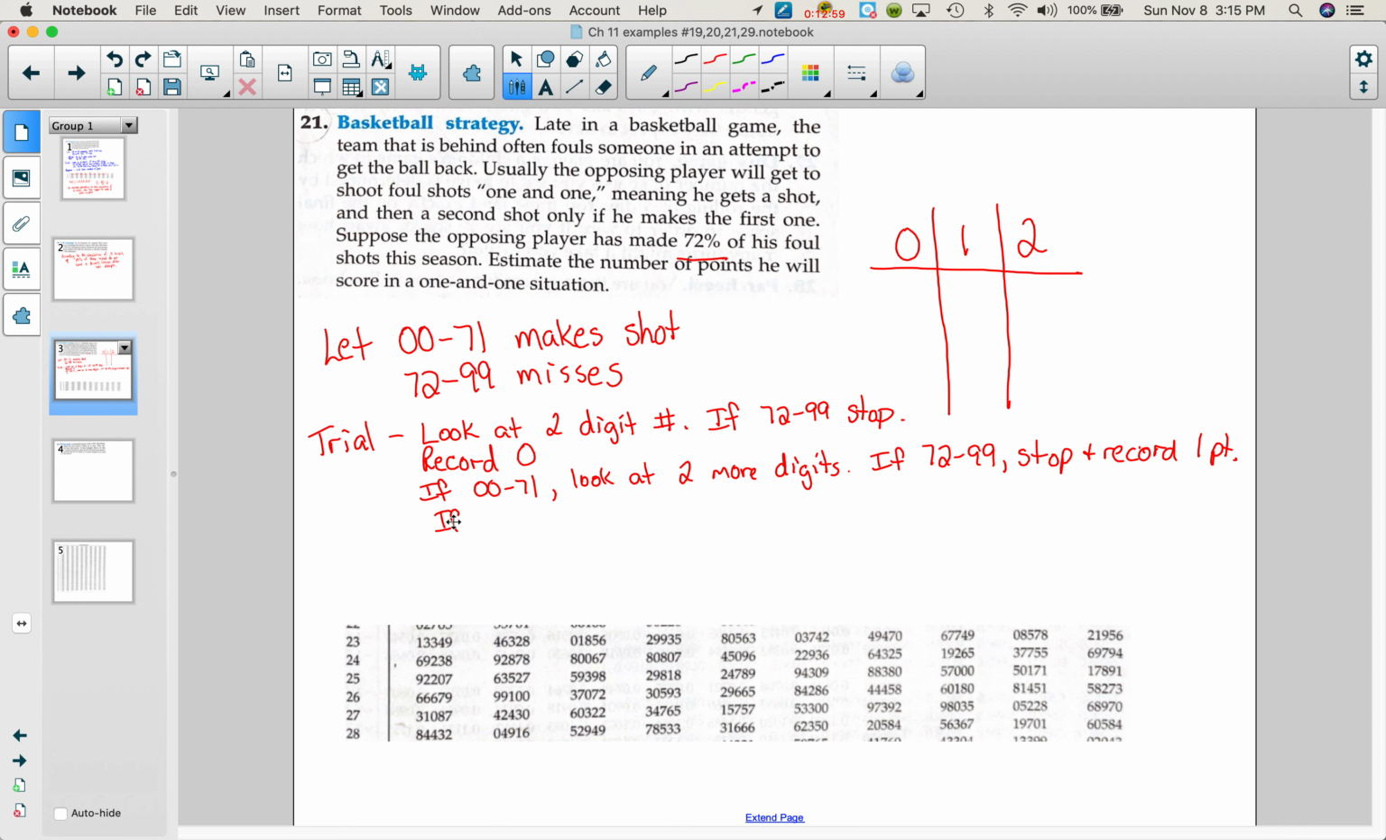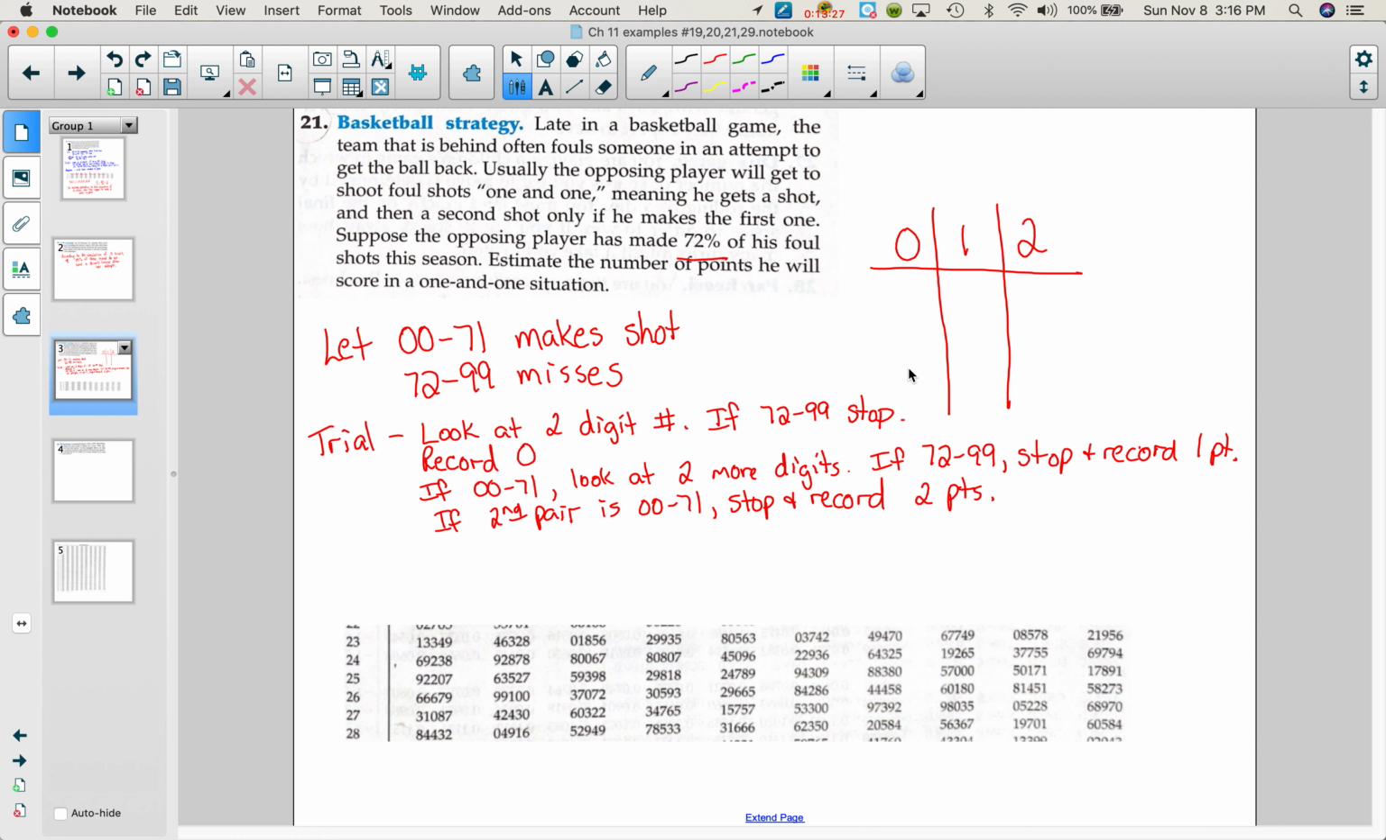if the second pair is 00 to 71, stop and record 2 points. So we're only going to use 2 pairs of digits no matter what, because there's only the possibility of having 2 shots. So those are our situations.